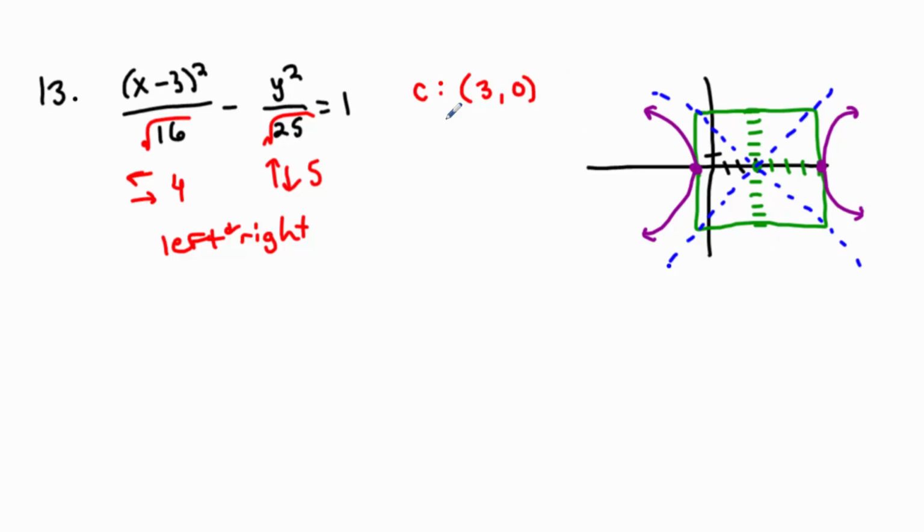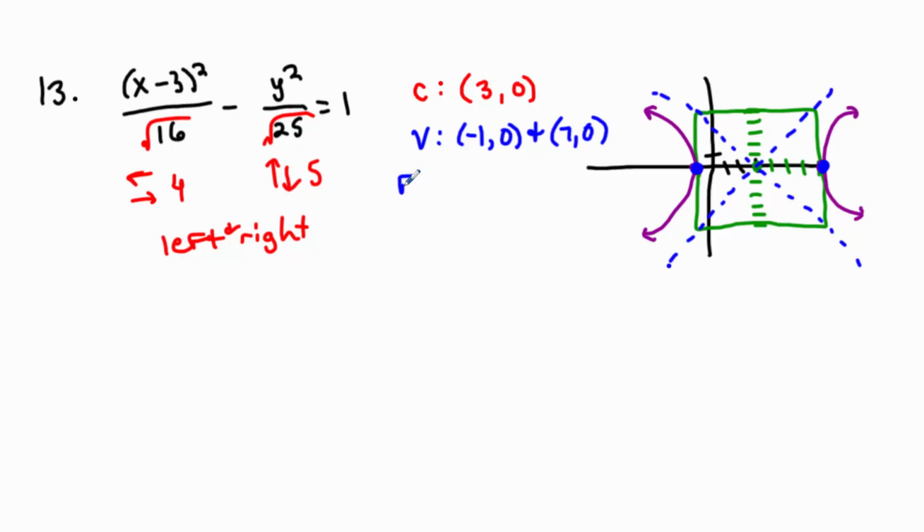So because we have the picture, it's going to be easier to find what they asked us. We know the center is at (3, 0). The vertices are these points where my hyperbola is touching my box, which if I look is at (-1, 0) and (7, 0).